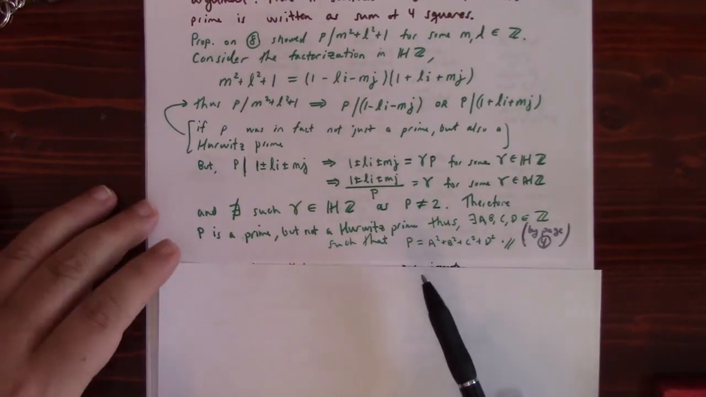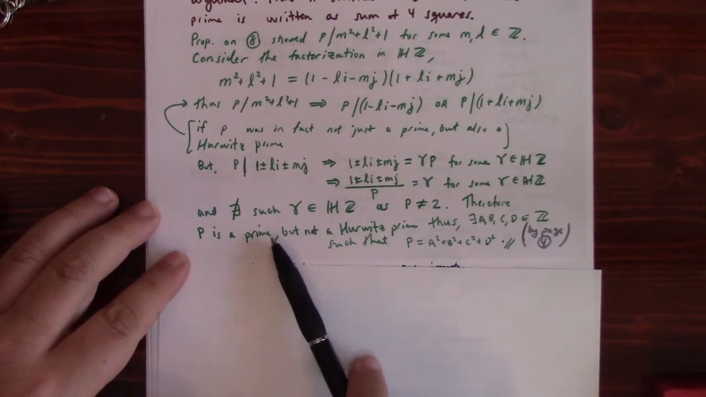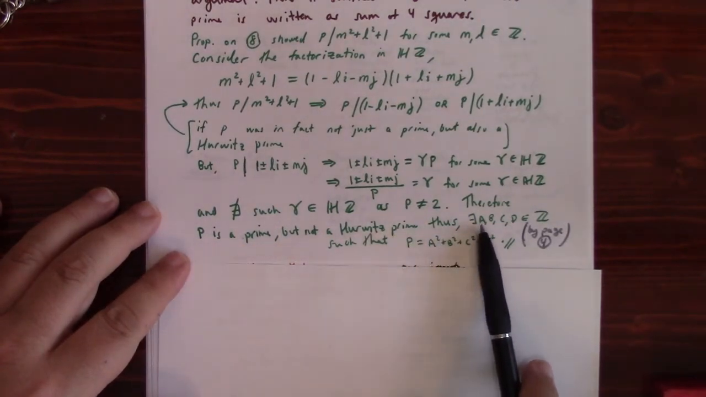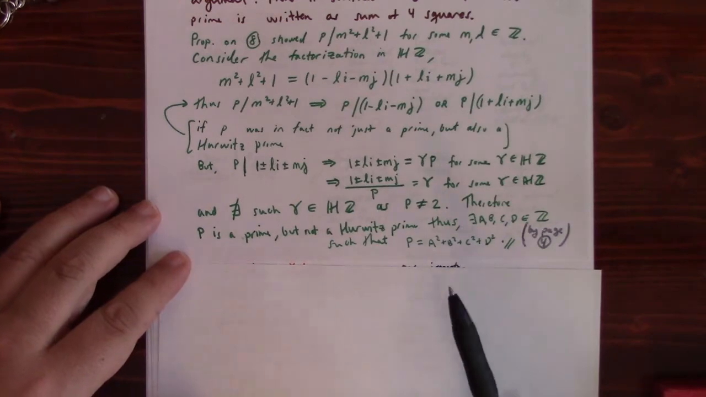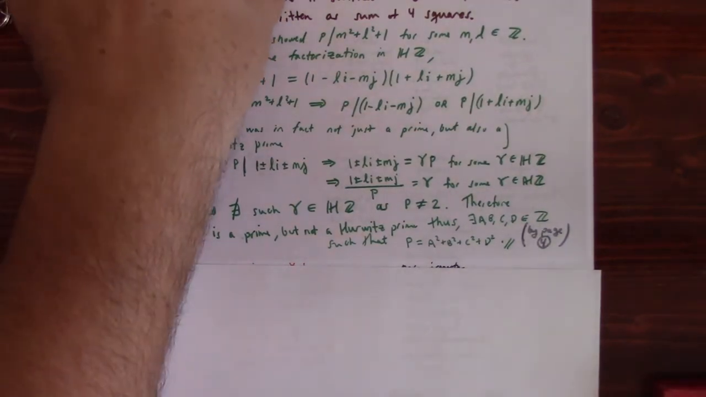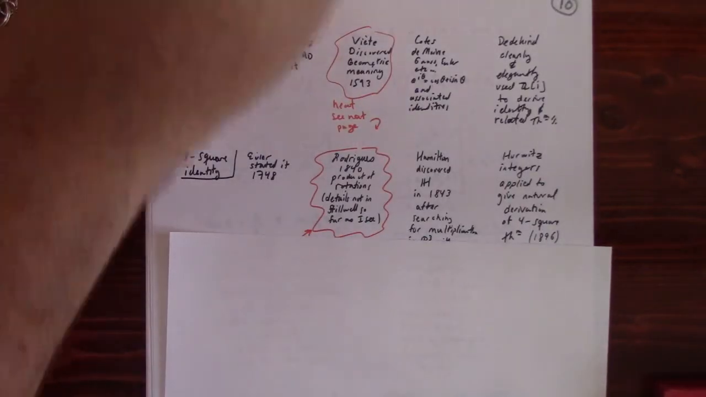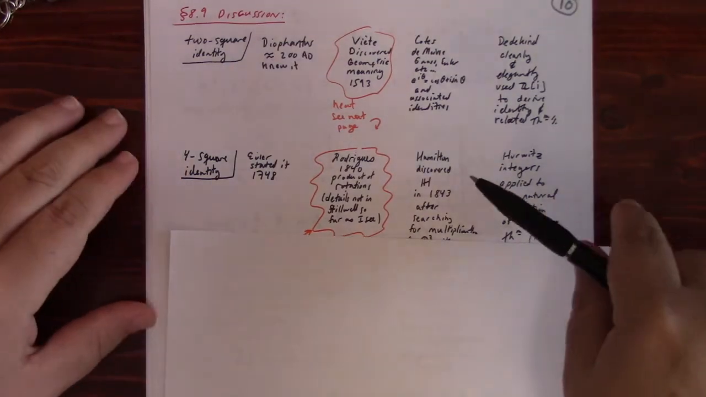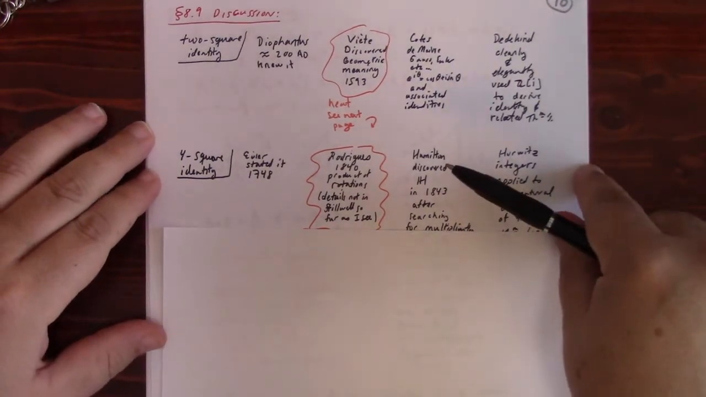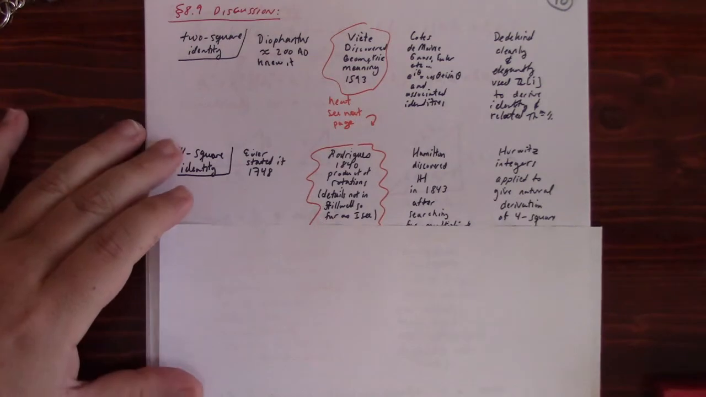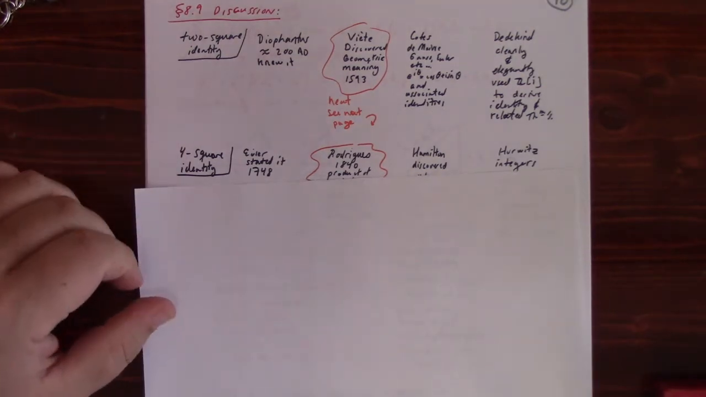But after the contradiction happens, then we realize, well, p is a prime but not a Hurwitz prime, and by our earlier work, that means p is a sum of four squares. There you go, four-square theorem. So we just take some time here to talk about some history and what's going on here.